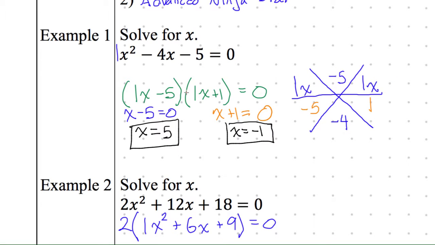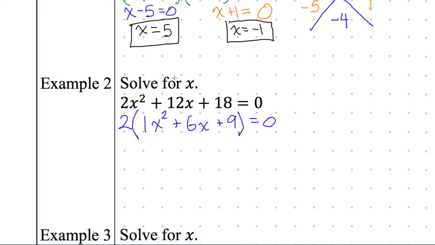You don't have to write this down, but I'm trying to make sure that you understand what's going on. If I had a graph, then over here at 5 and over here at -1, those would be the x-intercepts, and I'd have a parabola that looks like that. That's what's happening in this problem. All right, now we can move on to example 2.